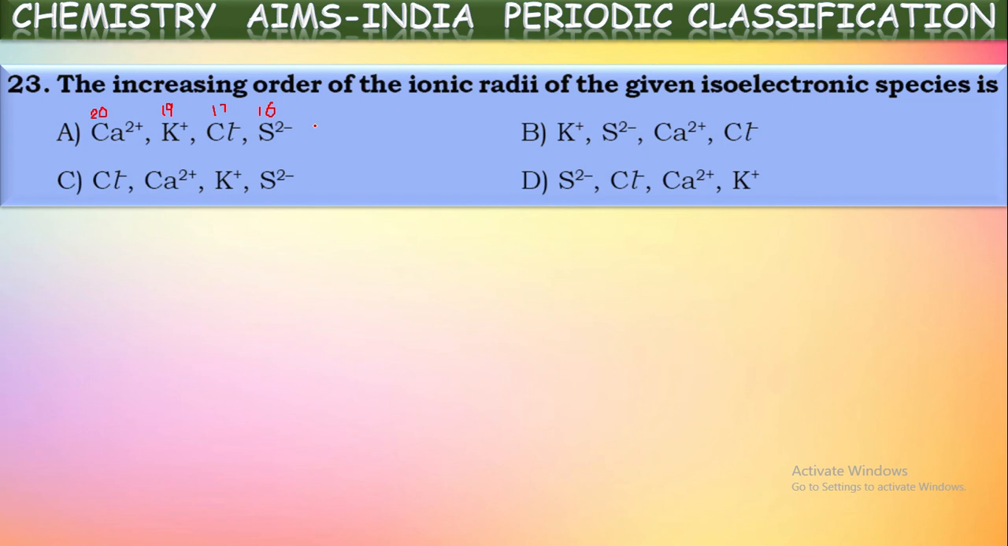Now they're asking to find the correct increasing order of their size or ionic radius. Among these, the one with the greater nuclear charge, that is calcium, will have the least size, next potassium, then chlorine, and at last sulfur. So this will be the correct increasing order of ionic sizes. Okay, now this is correct.